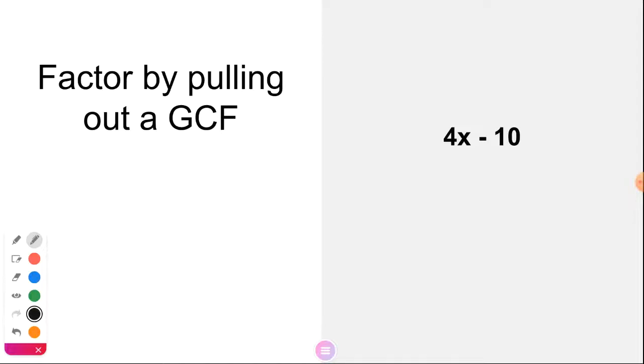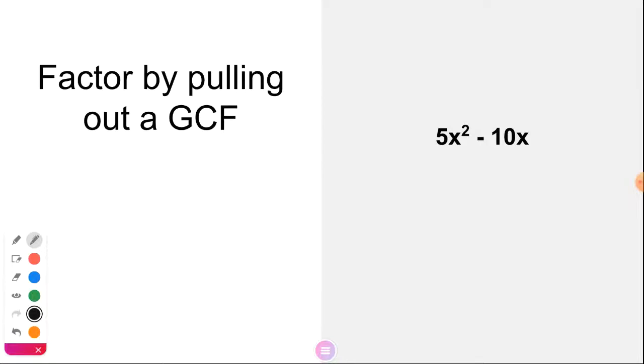Same thing here, we're looking for the greatest common factor. The biggest thing that multiplies into 4 and 10 would be 2. And then we would just divide it out and write down what's left. So 4x divided by 2 is 2x. Negative 10 divided by 2 is negative 5. Please pause the video at any time to try these on your own.